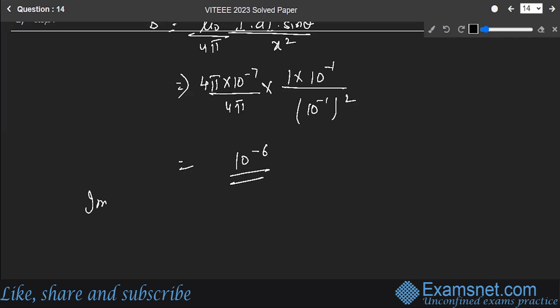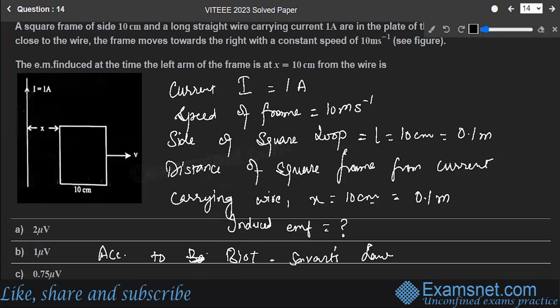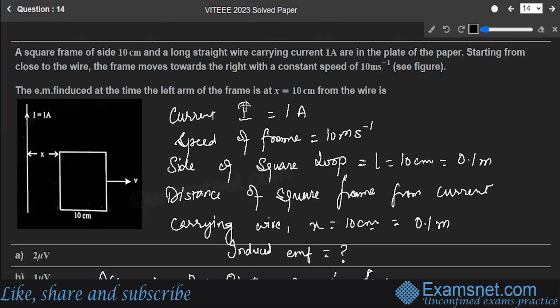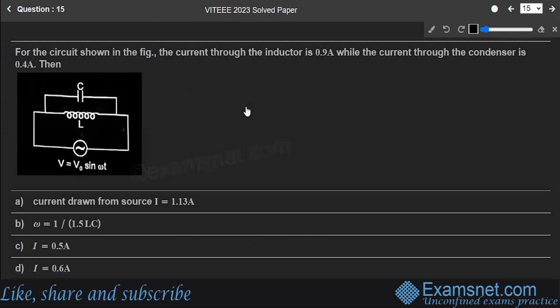So induced EMF, that is E is given by B into L into V. This is equal to 10 power minus 6. Length is 10 power minus 1 into 10. That is equal to 1 microvolt. So you have option B as the correct answer. Hope you understood this. Next is question number 15.